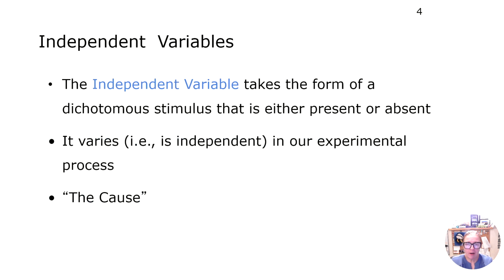So our independent variable takes the form of a dichotomous stimulus that's either present or absent. So dichotomous just means two, one or the other, present or absent, okay? It's our cause in our experiment, right? I think that if I light this on fire, it will burn to ashes, okay? So like lighting it on fire is our independent variable. It's either there or not there. It's the cause.